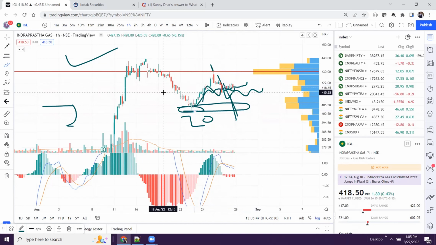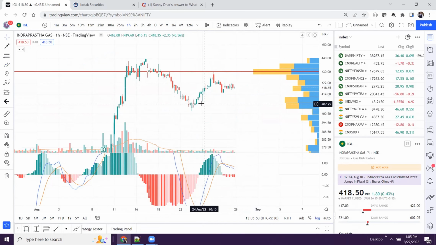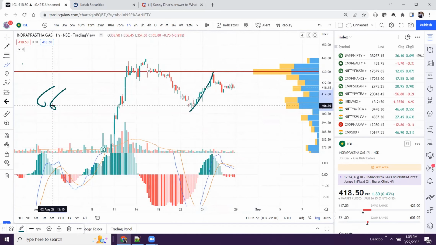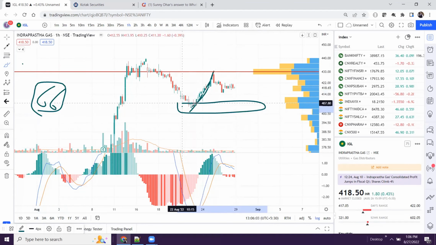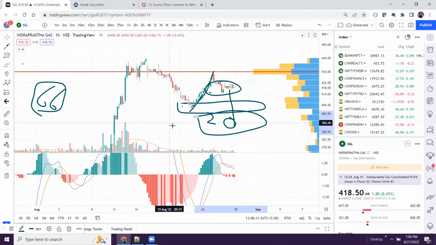If you're an option buyer, there is a probability of only 33%, because the trade has to go in your favor. But if you're an option seller, there is a 66% probability, because it can go above, it just doesn't have to come below this. On all other occasions, this 20 will become 0. So you are making this 20 rupees if you are a put seller.